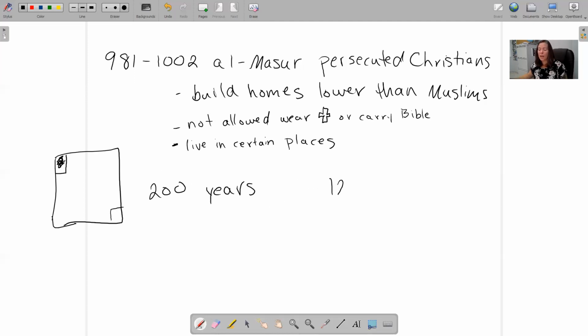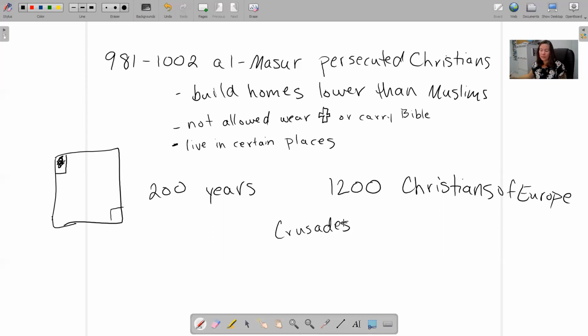In the year 1200, the Christians of Europe decided they wanted Spain back. I don't know how much you know about European history. You have probably heard about the Crusades. This part, the Crusades, is not in this book, but the Crusades started happening around this time, and the Christians decided they wanted Spain back, and they started invading to try to kick the Muslims out. And lots of fighting happened.